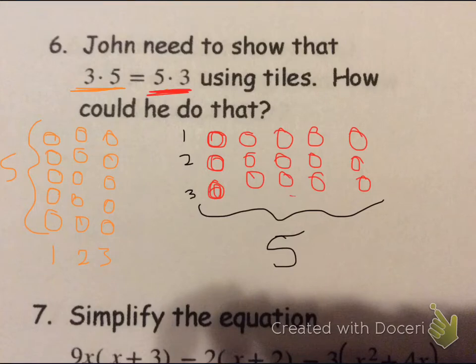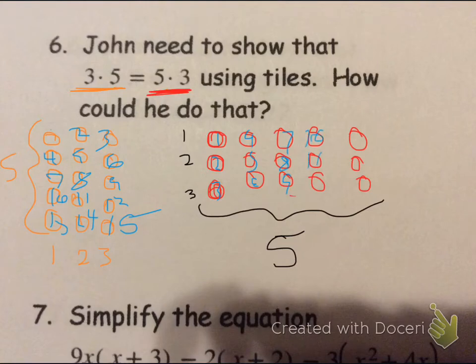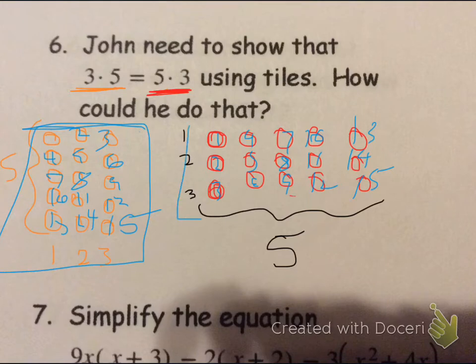So let's see. 1, 2, 3, 4, 5, 6, 7, 8, 9, 10, 11, 12, 13, 14, and 15. And then over here we have 1, 2, 3, 4, 5, 6, 7, 8, 9, 10, 11, 12, 13, 14, and 15. So using these marbles, we have determined that 3 groups of 5 and 5 groups of 3 are, in fact, the same thing and equivalent.